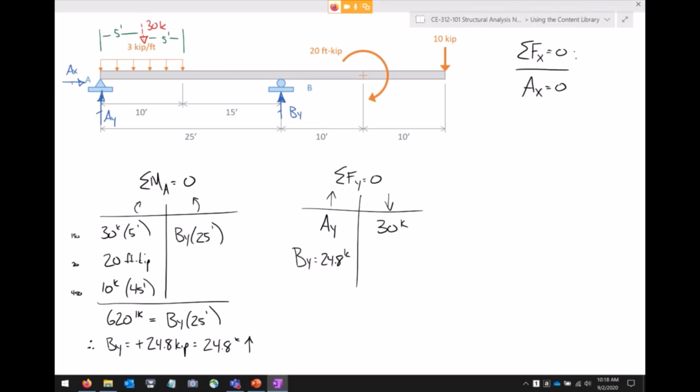Now that 20-foot kips, do we consider that? The answer is no. We are summing forces. The 20-foot kips, that is a moment, okay? So we only consider that 20-foot kips when we're summing moments. So it went in the sum of moments at A expression, but it does not go here because it's not a force. When we're summing forces in the Y direction, we're not summing moments. So we can ignore that 20-foot kips because we've already considered it over there. And so the only thing left is the 10 kips here, and that's all there is to it. So AY plus 24.8 kips is 40 kips.